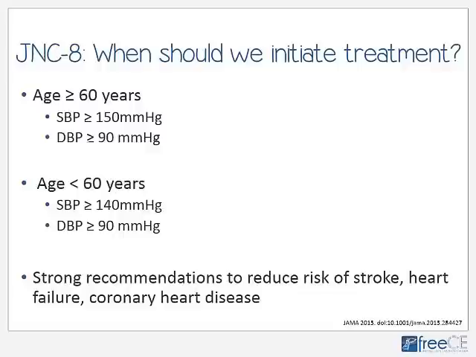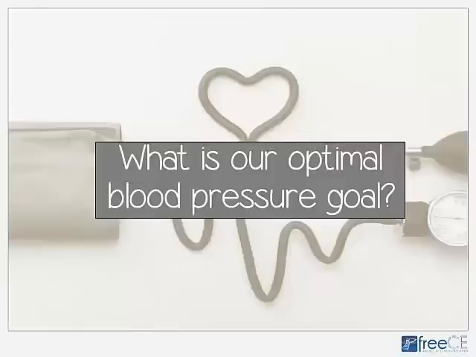I do encourage you to pull these guidelines and read both the guideline document and their supplementary materials if you're interested in learning more about the discrepancies between age. So on to key question number 2. What is our optimal blood pressure goal? This is where there's been a lot of new literature come out and where a lot of people were wondering if JNC-7 actually had it right or if we were being potentially too aggressive.